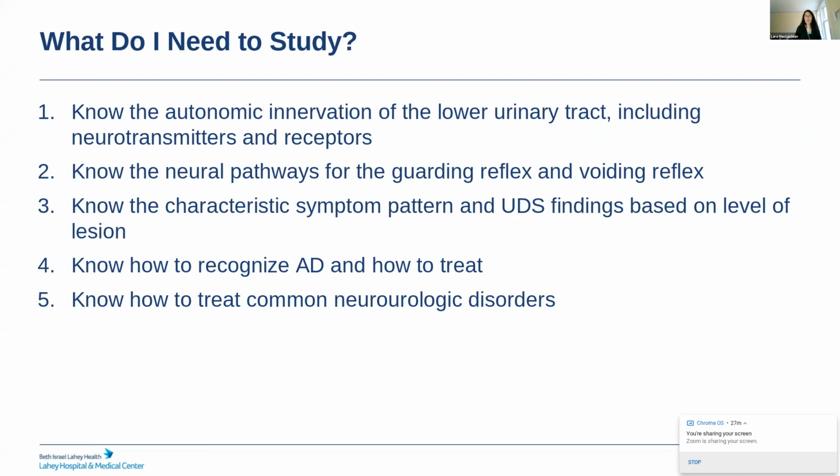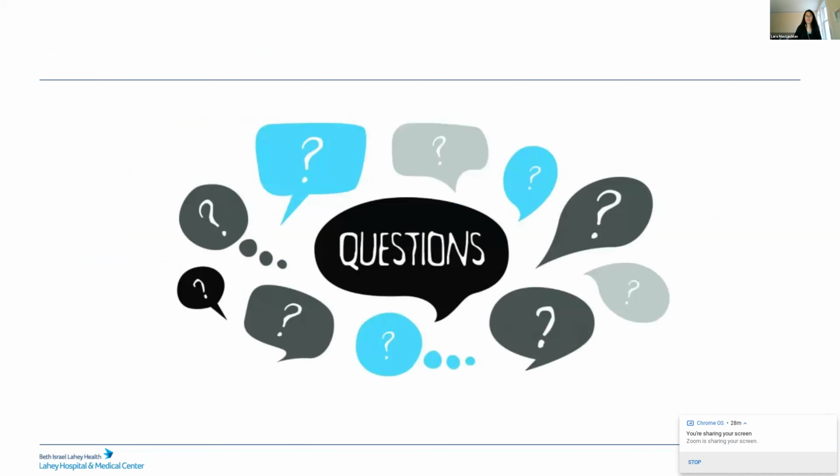One is that you should know the autonomic innervation of the lower urinary tract. I also included that you should know the neurotransmitters and the receptor types, because those are testable questions. You should know the neural pathways for the guarding reflex and voiding reflex, because that may be asked. You'll want to know the characteristic symptom patterns and UDS findings based on level of lesion, like I outlined earlier. You'll want to know how to recognize autonomic dysreflexia and how to treat that. And you'll also want to know how to treat common neurourologic disorders. So that was a quick review.